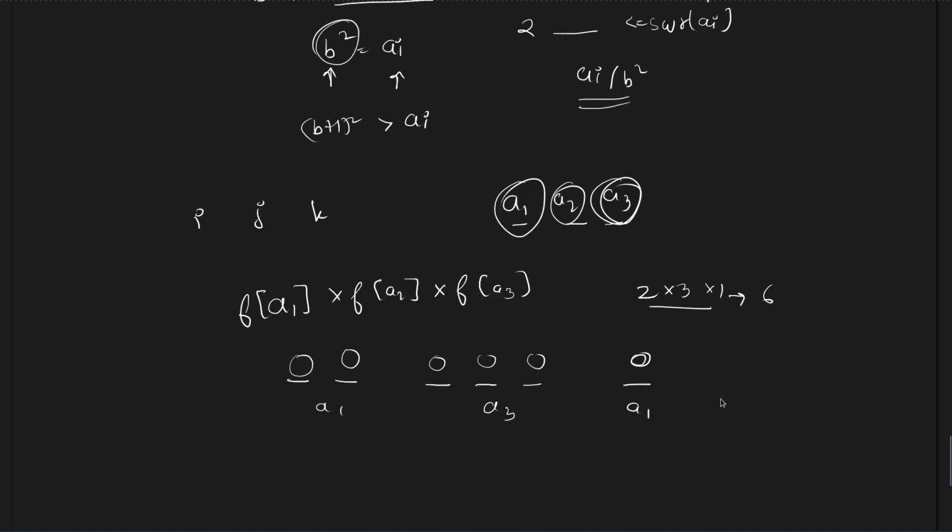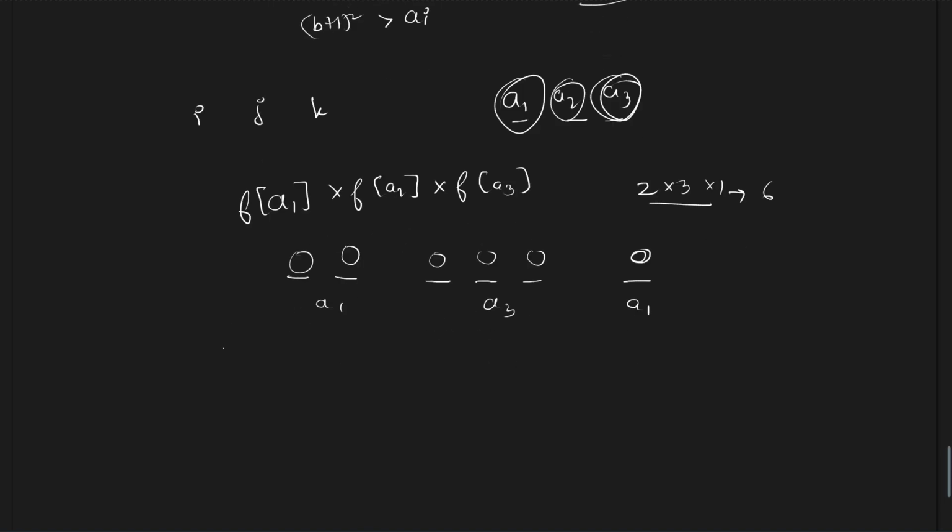Now we have considered all the cases where the value of b was greater than 1. What happens when b is equal to 1? When b is equal to 1, all of a1, a2, a3 would be the same value, equal to ai. So in this case, for example, we have 6 occurrences of ai. The total number of ways you can select the indexes: the first value i can be one of the 6 places, the second value j can be one of the 5 places, the third value k can be one of the 4 places remaining.